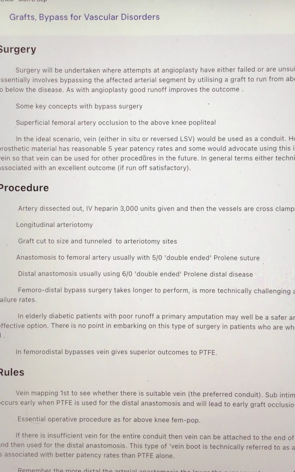First, see whether there is suitable vein mapping. Peripheral conduit: intimal hyperplasia occurs with polytetrafluoroethylene, often at the distal anastomosis. Early operative procedures are above knee femoral popliteal. If there is insufficient vein for the entire conduit, then vein can be attached to the end of a polytetrafluoroethylene graft. Remember, the more distal the arterial anastomosis, the lower the success rate.